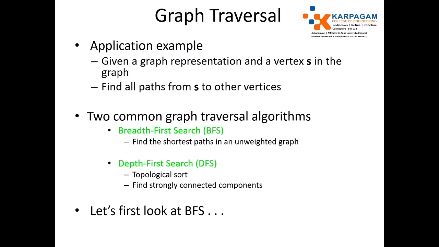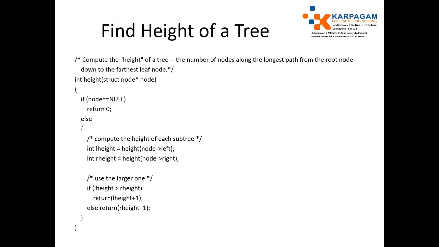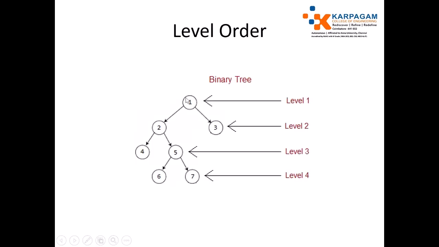Now I wish to discuss some problems relating to trees. The first problem is finding the height of a tree. The height of a tree is the number of nodes along the longest path from the root node down to the farthest leaf node. For example, here the node which has the highest depth is 6 or 7. The height of the tree is 1, 2, 3.